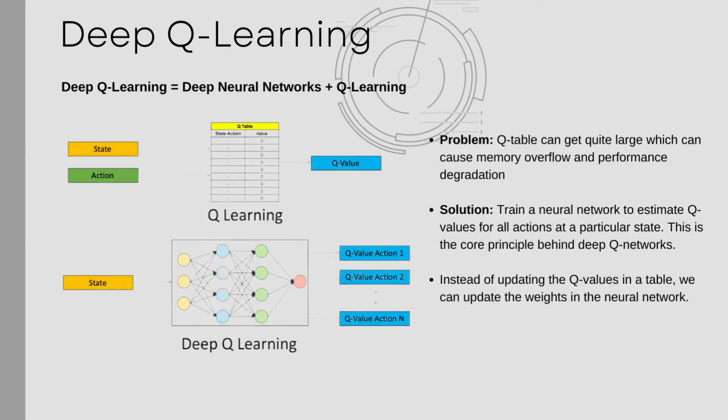However, if we have a lot of states and a lot of choices for agent actions, then the Q table can become quite large, which can cause memory overflow and performance degradation. Hence, instead of keeping a table, we train a neural network to estimate Q values for all actions at a particular state. This is the core principle behind deep Q networks. That is, instead of updating Q values in a table, we update the weights of the neural network.